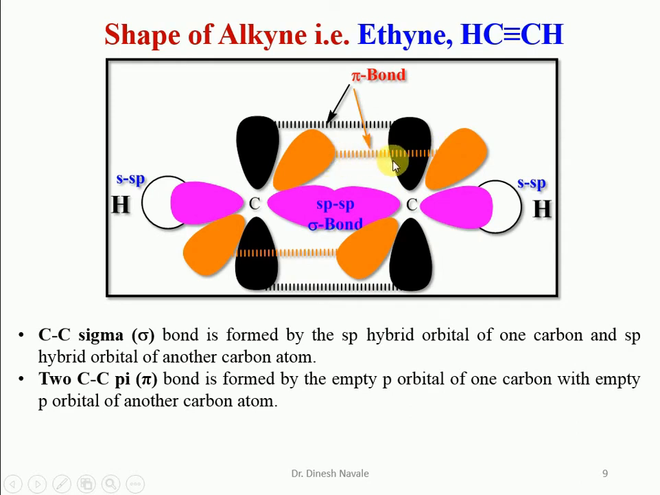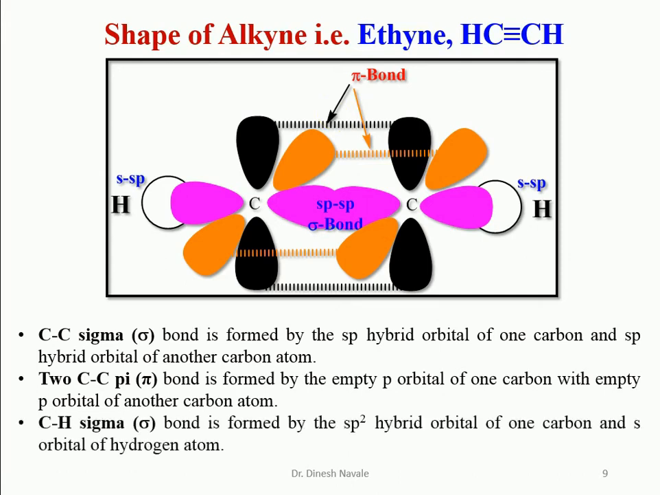Overlapping occurs above the plane as well as below the plane, whereas the other unhybridized orbital is the 2pz. During pi bond formation, the 2pz orbitals of both carbon atoms, represented in black, give the formation of the pi bond. So the second pi bond in the ethyne molecule is formed by the 2pz orbital of one carbon atom and the 2pz orbital of the other carbon atom. This is how sigma and pi bonds are formed in the case of the alkyne.